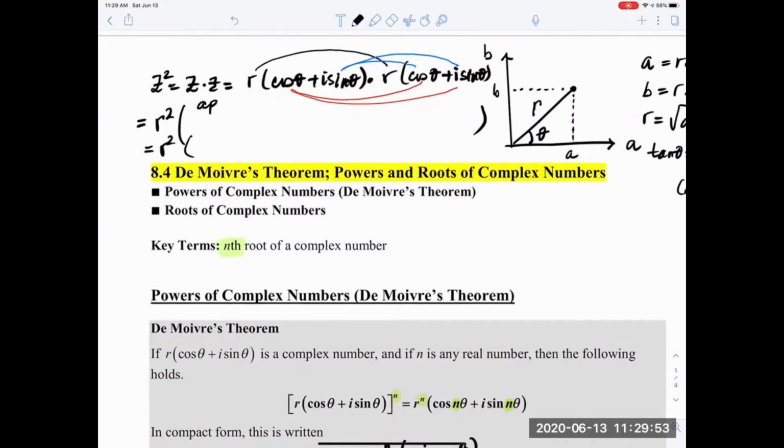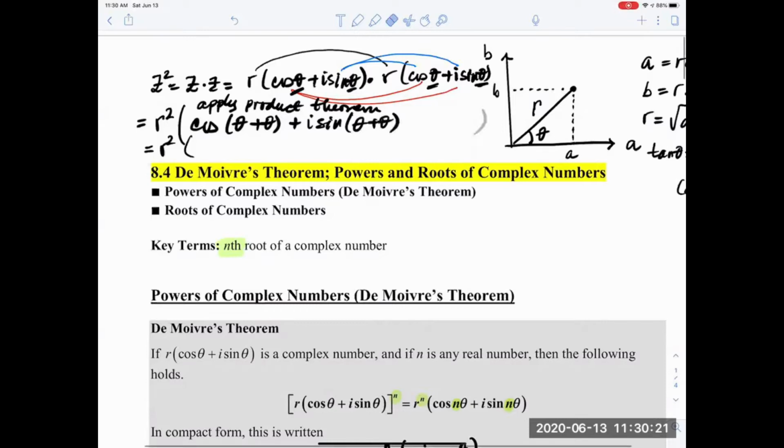Apply product theorem. Yeah, so we get r squared, and then you get cosine of the arguments. You add them, theta and theta, right? Those are the arguments for both numbers. It's theta 1 and theta 2. In this case, they're the same. Plus I sine of theta plus theta. I should have done that from the very beginning, I guess.